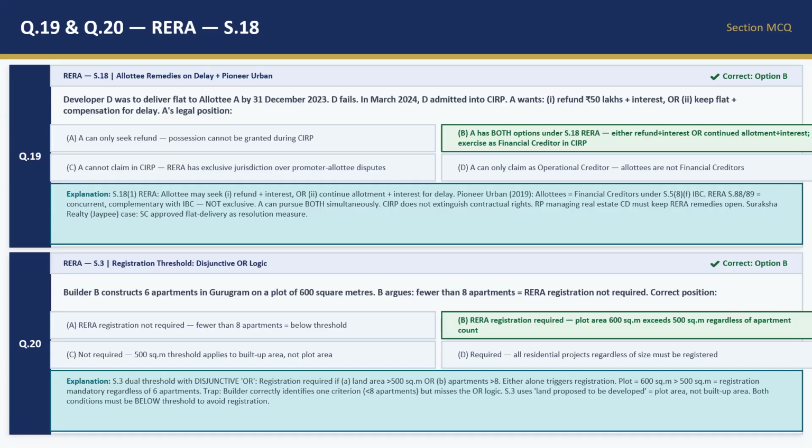Okay. So Section 3, dual threshold is disjunctive, or. So registration is required if land area exceeds 500 square meters or apartments exceed 8. Either alone triggers registration.